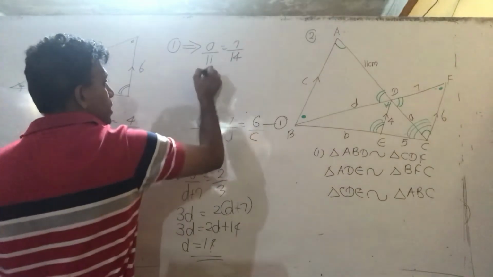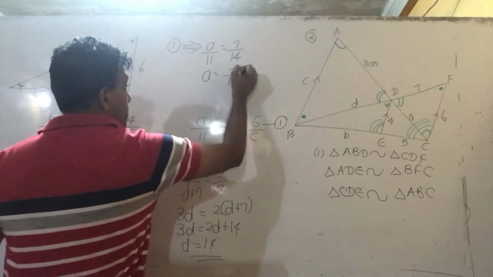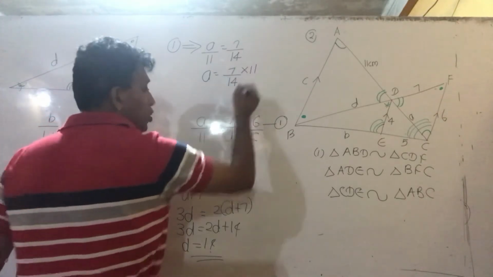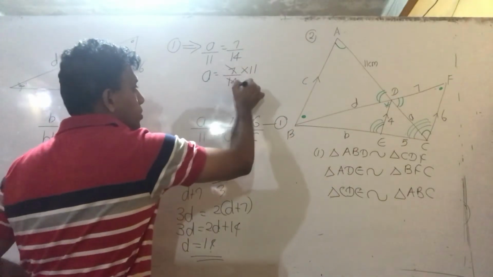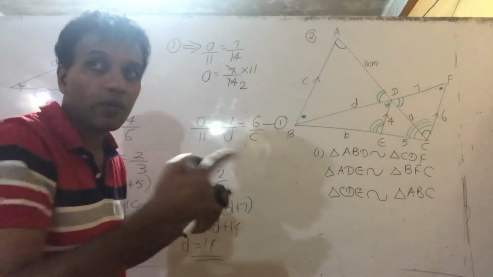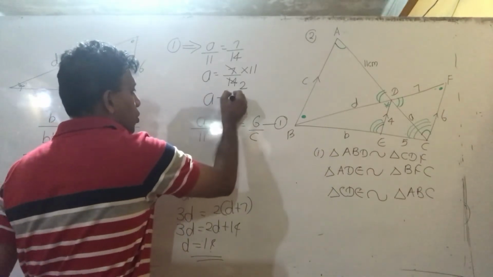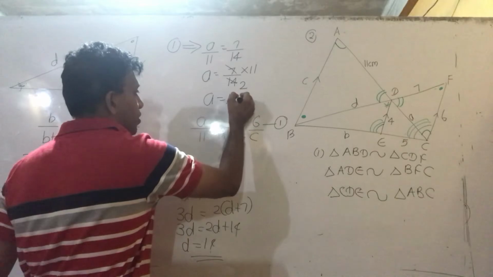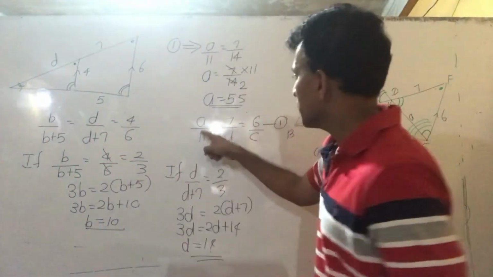Cross multiply: A equals 7 over 14 multiplied by 11. Don't waste your time multiplying by 11. Try to cut the 2 here: 11 divided by 2 is 5.5, okay? So the A answer is known, 5.5. Then you know the A answer, you come to the C answer.